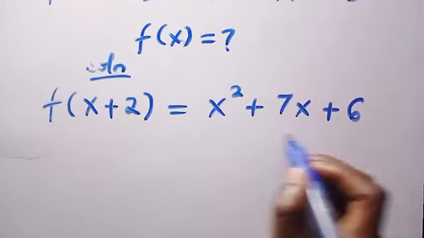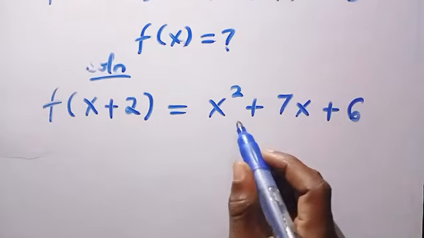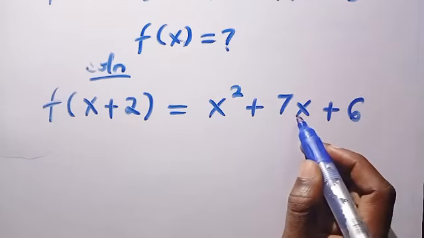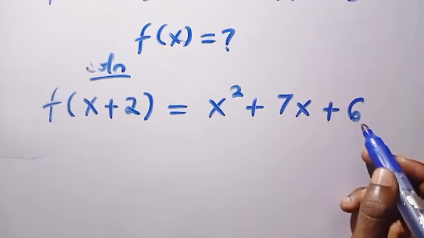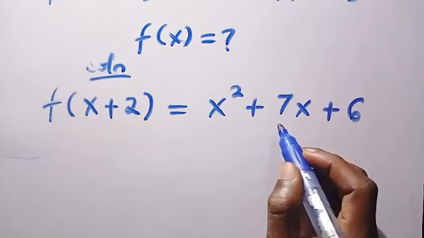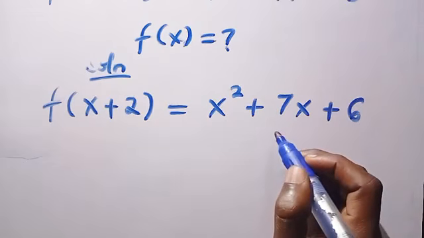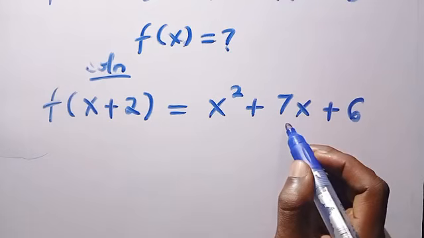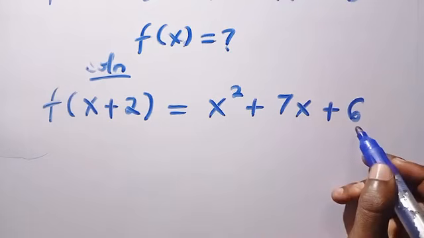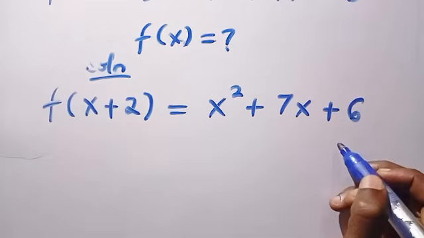Let's look at this right hand side. It's a quadratic because of the power of 2. There is a middle term here which is 7x, and there is a constant term which is 6. We are looking at two methods to solve this. Here we have 7x, the middle term, known as the sum of this quadratic, and 6 here is the product of this quadratic.